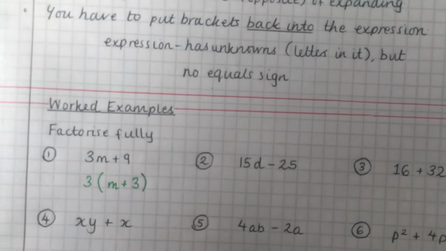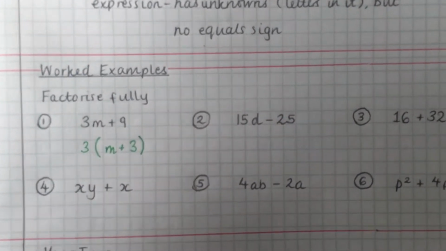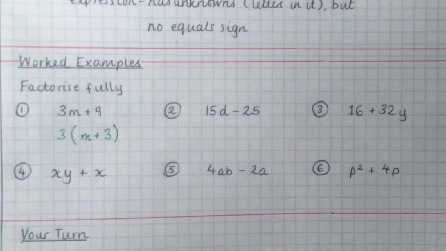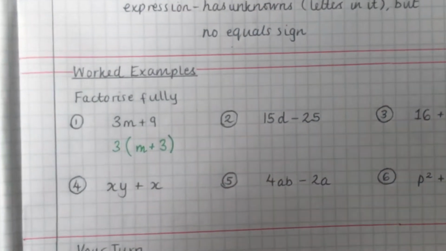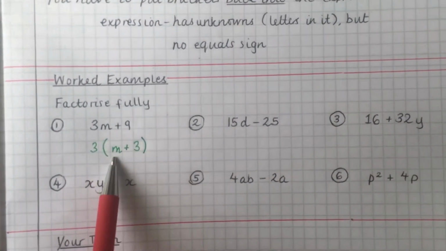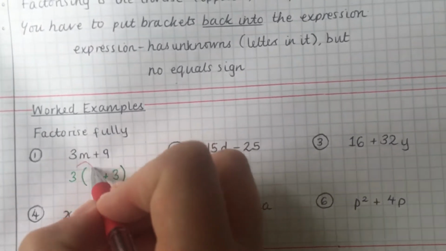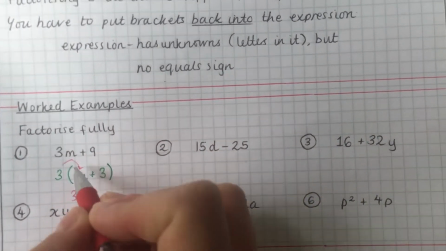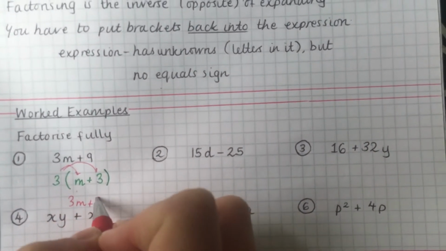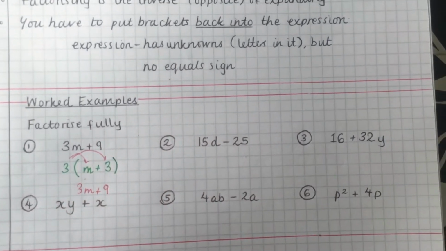Now, you can double check to see if you've got your answer right by expanding these brackets back out again, and you should get back to the question. If you expanded this, you would do 3 times m is 3m, and 3 times 3 is 9. And there we can see that we've got it correct.